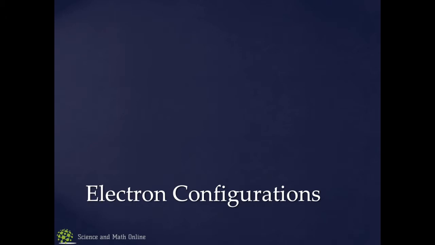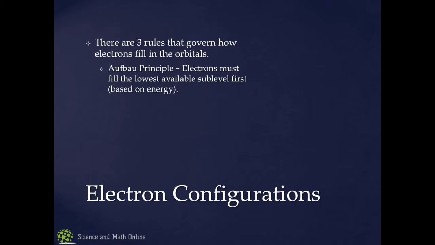The whole point of the quantum mechanical model is to figure out how electrons are configured, or how they're arranged, how they behave. So we're dealing with electron configurations. We've got 3 rules. The first rule is called the Aufbau Principle.